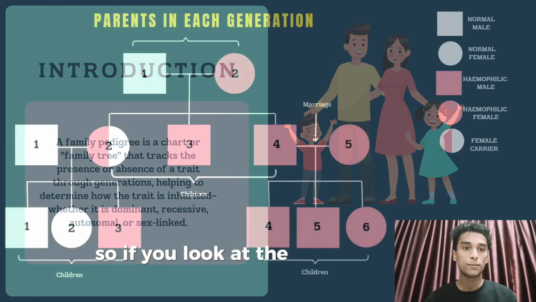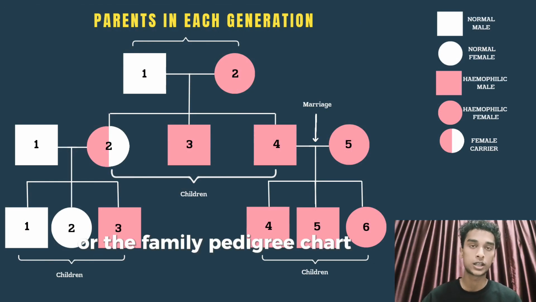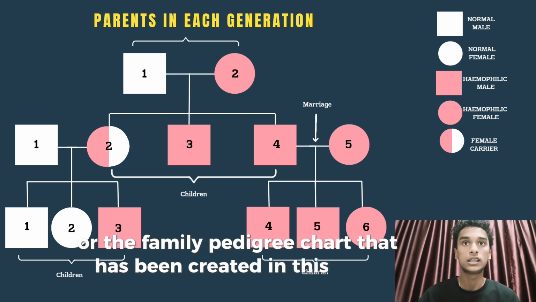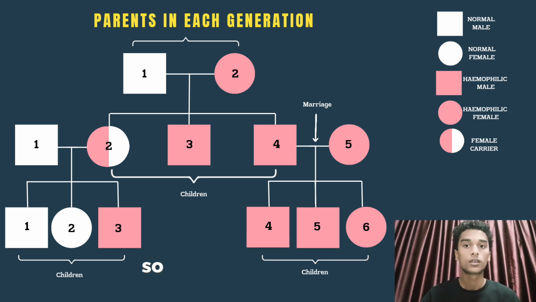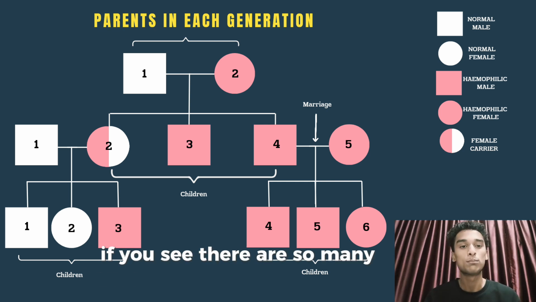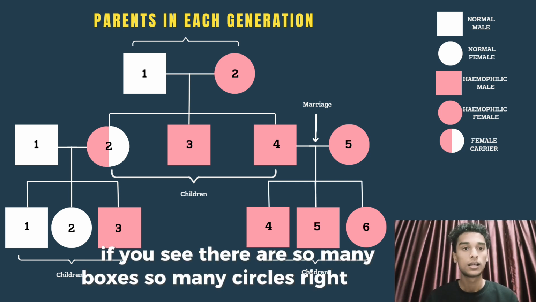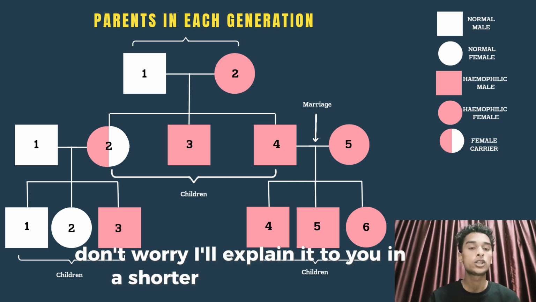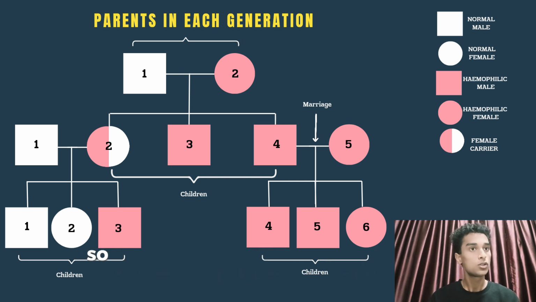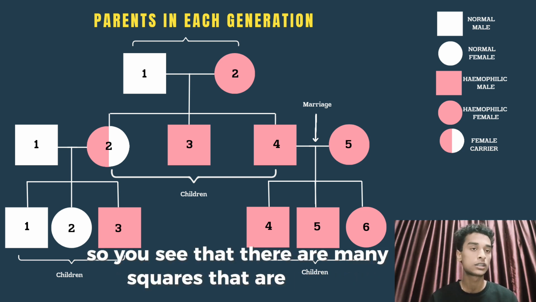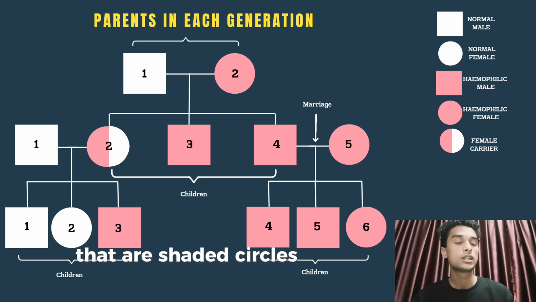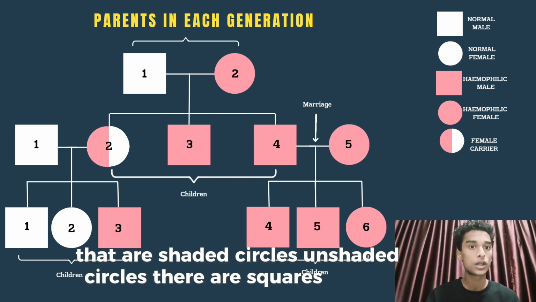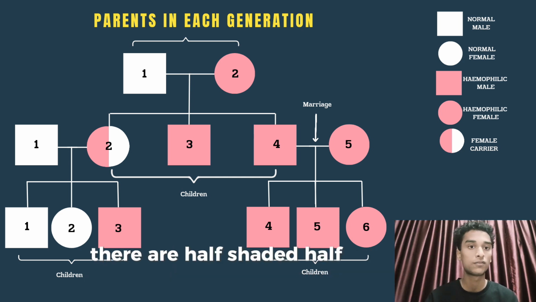So if you look at the family pedigree chart that has been created in this slide, what is that? If you see, there are so many boxes and so many circles, and you feel like it is very confusing. Don't worry, I will explain it in a shorter and simpler way. There are squares, circles, shaded circles, unshaded circles, shaded squares, and some half-shaded, half-unshaded.